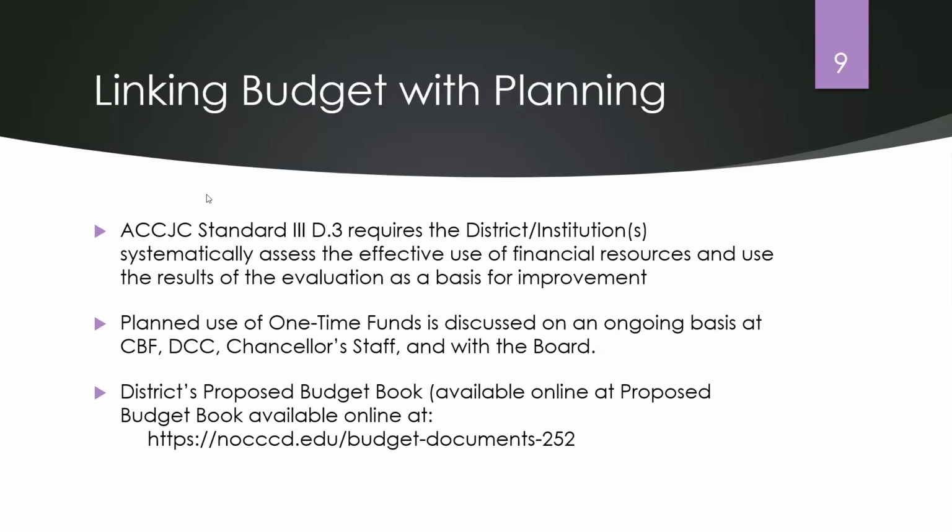We also have an underlying driver of linking budget with planning, and that's driven by ACCJC's standard. It has a standard that speaks to evaluating and improving the use of resources. So our ongoing discussions of the budget in the different committees, as well as our discussions of the one-time funds, are also to link budget to planning. As we prepare the budget book, it also provides information on the components of the overall budget, linking it to how we're planning and what decisions have been made that have led to that budget.